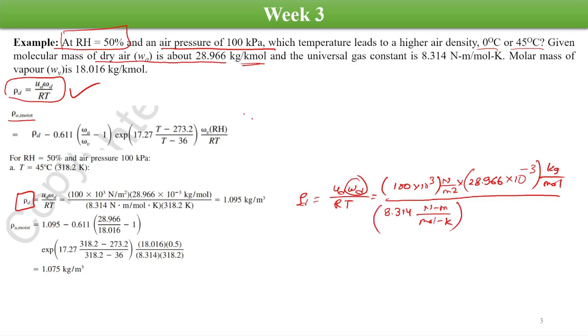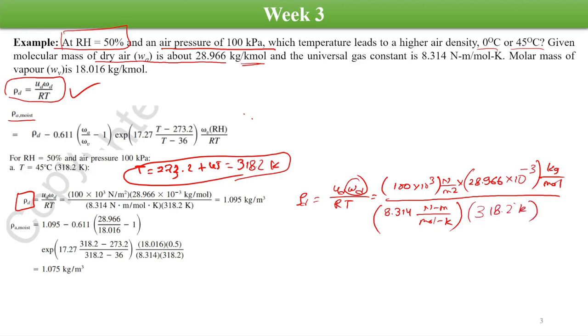Fine. And then we have the temperature. The first temperature is 45 degrees. If we are calculating for 45 degrees first, then we convert it to Kelvin. For converting it to Kelvin, we can use 273.2 plus 45 degrees. That's going to be 318.2 Kelvin. And if we use this here, then we'll write 318.2 Kelvin. So all units are in the same system.